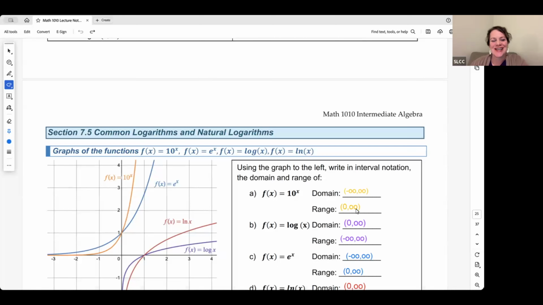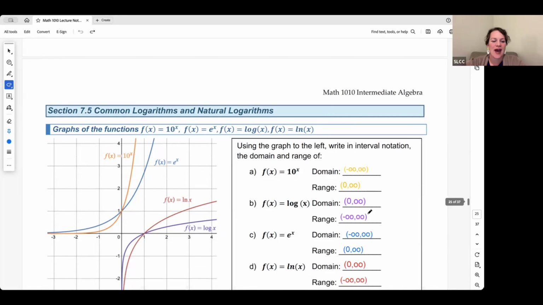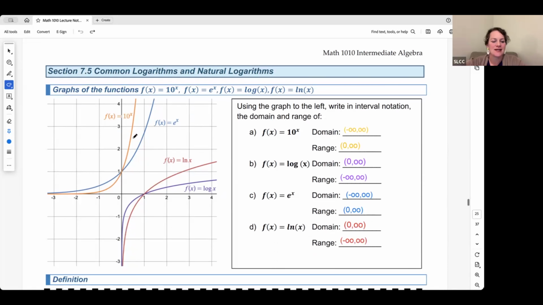Hello, everyone. Today we're going to be covering section 7.5, common logarithms and natural logarithms. In this video, we'll go over the graphs, the interval notation of domain and range, and problem number 1 and problem number 2. If you notice the graph of 10 to the x, e to the x, and then the graph of the natural log of x and the log of x.